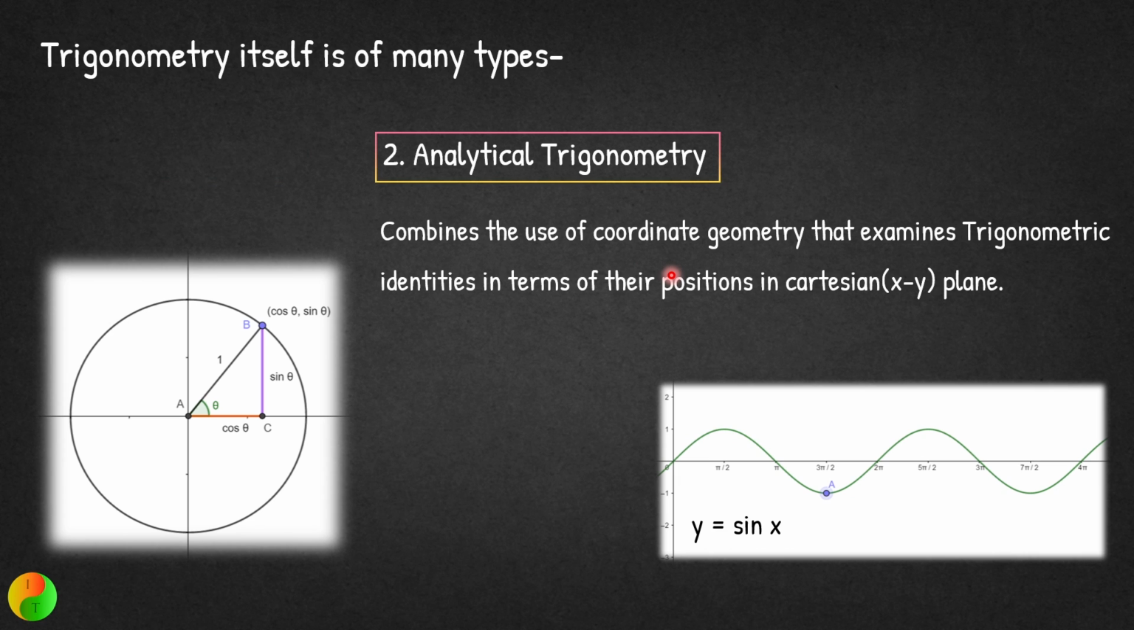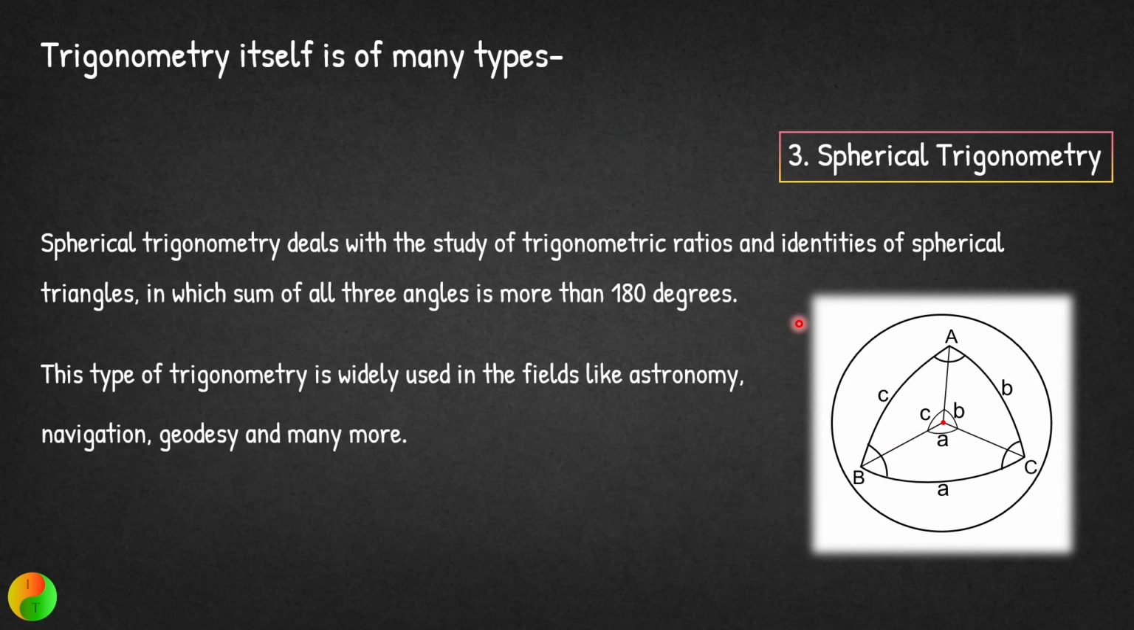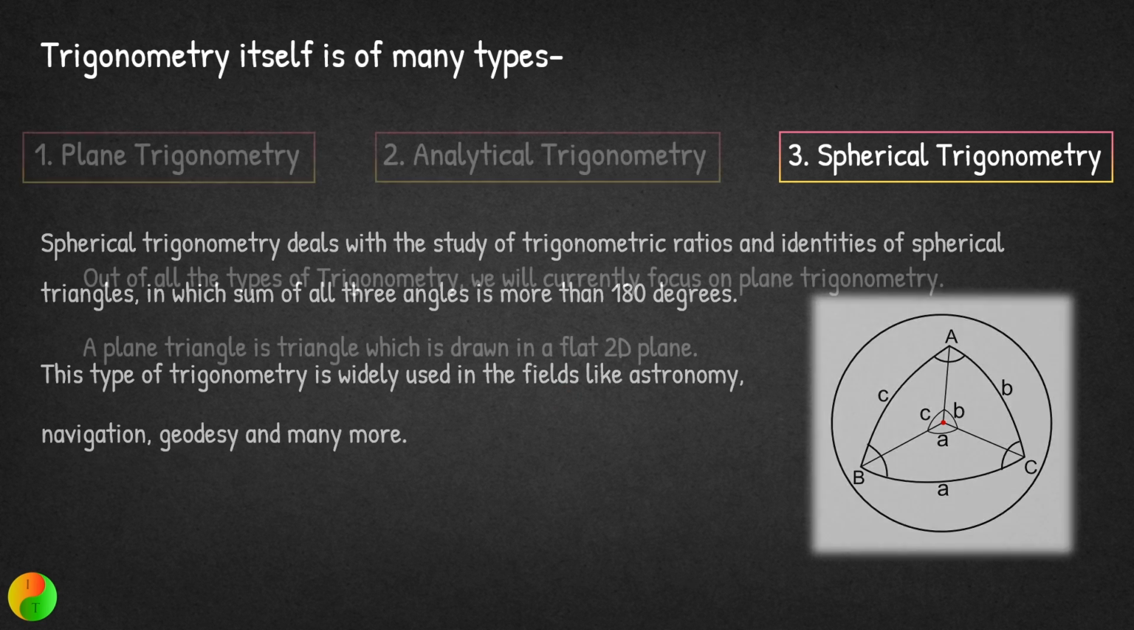Analytical trigonometry combines the use of coordinate geometry and examines trigonometric identities in terms of their position in the Cartesian, that is, xy plane. And spherical trigonometry deals with the study of trigonometric ratios and identities of spherical triangles, in which the sum of all three angles is more than 180 degrees. This type of trigonometry is widely used in fields like astronomy, navigation, geodesy, and many more.